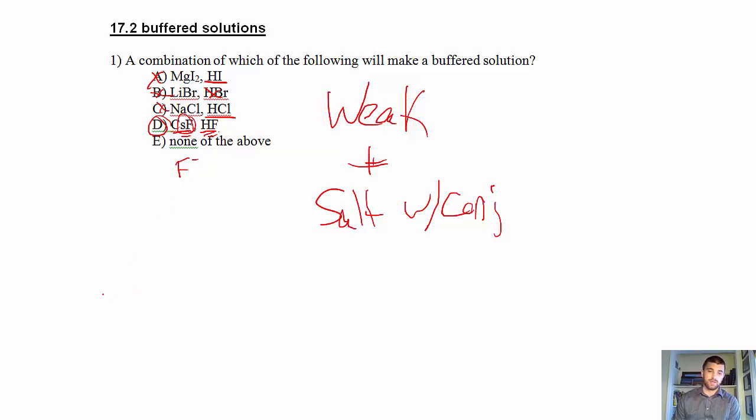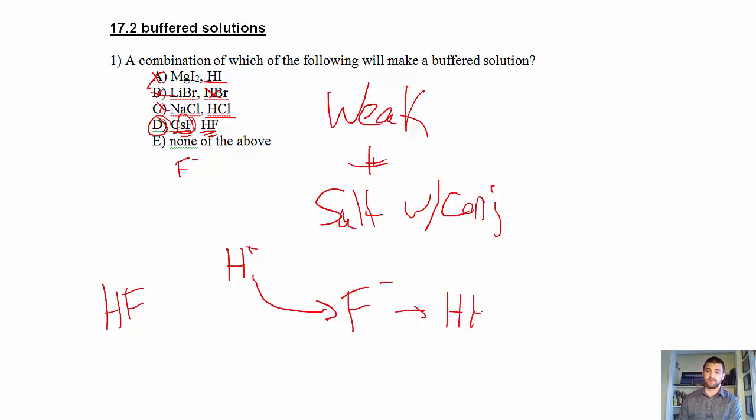Basically, what's happening is we have a weak acid and we have its conjugate ion. So if I were to add H plus to that buffered solution, it's going to get taken up by the F minus to make more HF, right? Whereas if I were to add OH minus, it's going to react with the HF that's there to give us more fluoride ion and water. So it's resisting change in pH.